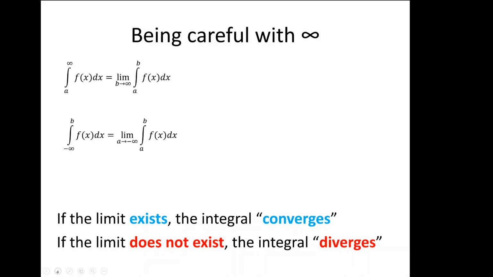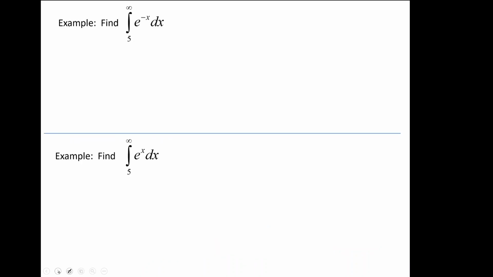So again, we split it into 3 steps. Step 1, find the antiderivative. Step 2, evaluate on the bound. Step 3, take a limit. And the same vocabulary is attached to this. If that process gives you a number, then we say that the integral converges. And if that process spits out infinity or minus infinity or something more horrible than that, then we say the integral diverges. So let's look at some concrete examples next.